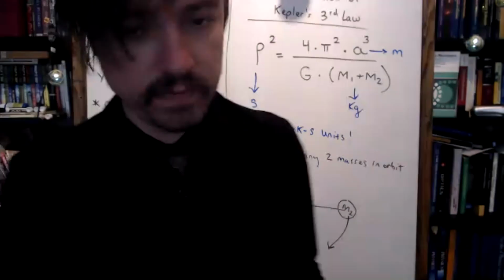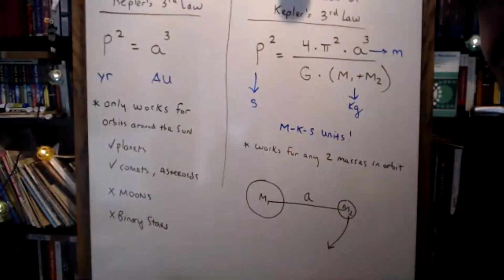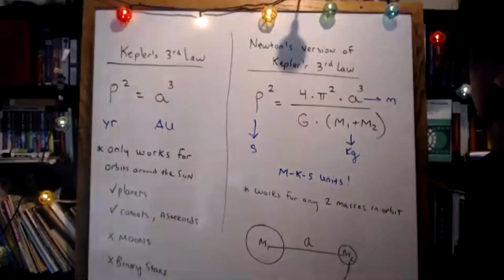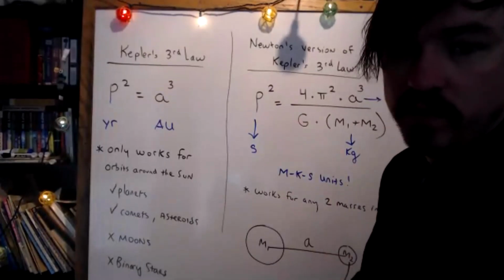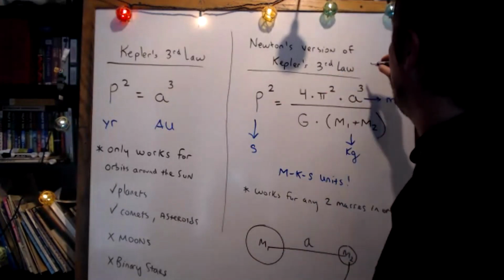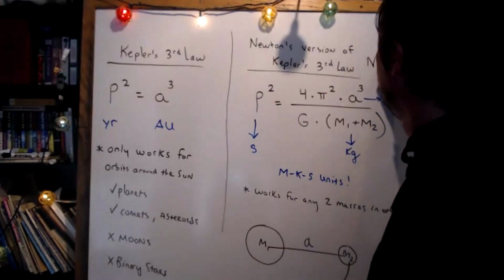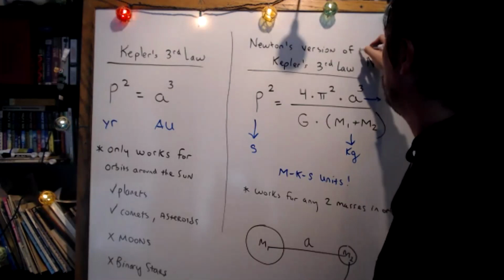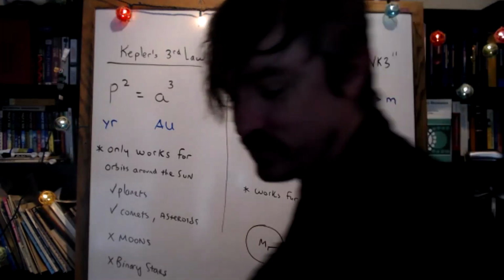Is the one on the right, that's Newton, right? Yeah. By the way, because this is such an important formula, in my class I nickname it NK3. I like to call it NK3 because it's easier than saying Newton's version of Kepler's third law.